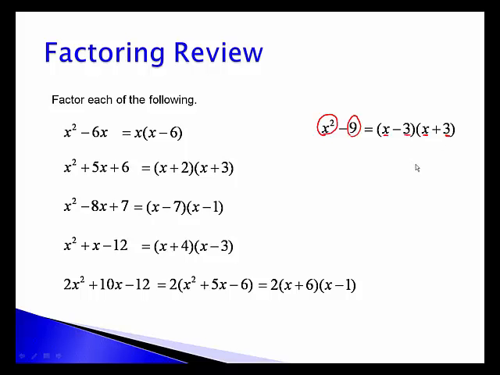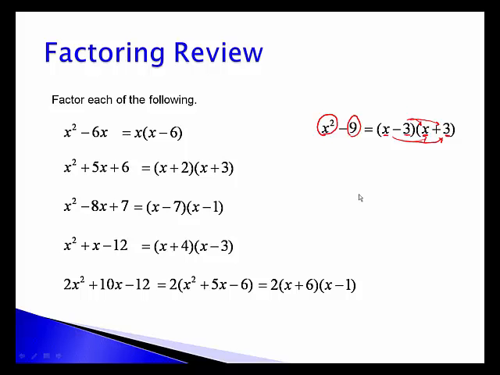If you actually took the time to FOIL this together, you would find that you get x squared, then a positive 3x and a negative 3x, so that's where that middle term goes, and then a minus 9. So if you FOIL it, it really does work. But anytime you have the difference of two squares, it will factor into two factors that look exactly the same except for their signs.